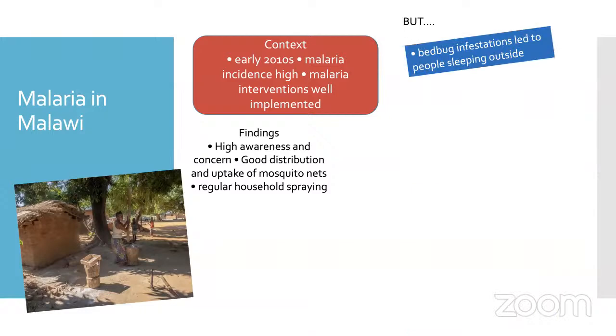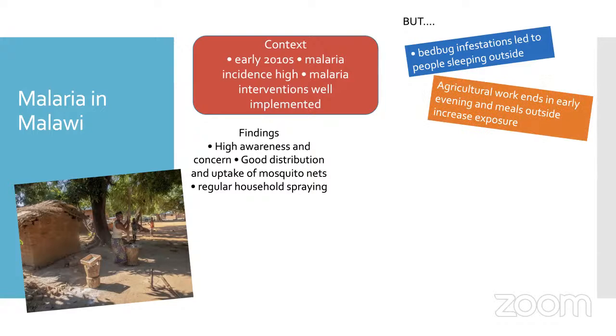So one of the things we found was bed bug infestations led to people sleeping outside. So people said, well, we use the nets, but we have a bed bug infestation in our house or in this community. And to avoid getting bitten by the bed bugs, people get off their beds and go and sleep outside because the bed bugs are in the mattresses. They also saw bed bugs crawling up the mosquito net. So there was a sense that the mosquito nets were actually also contributing to the bed bug problem. So that discouraged people from using nets consistently, even though they might start out the night under a net.